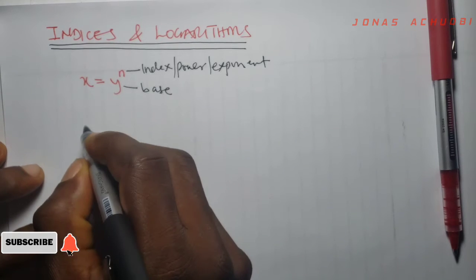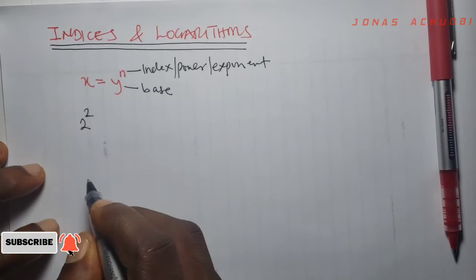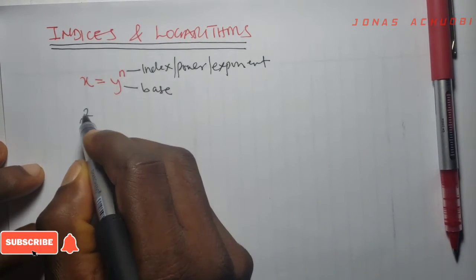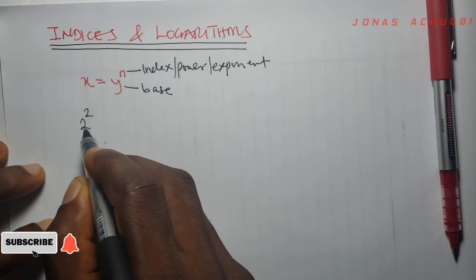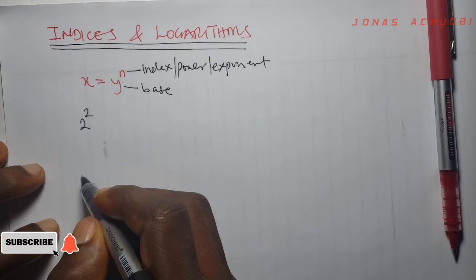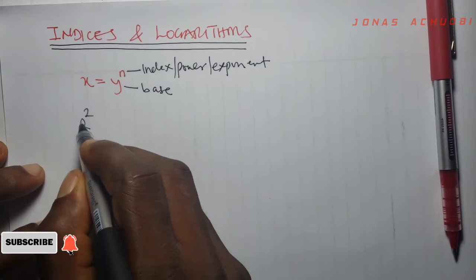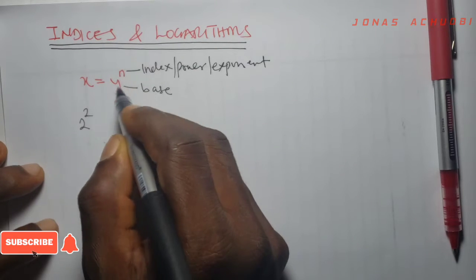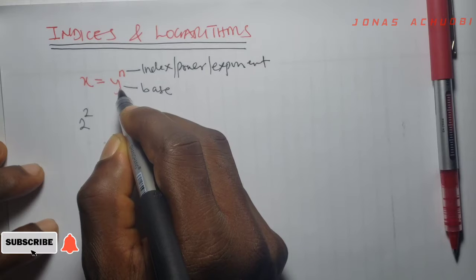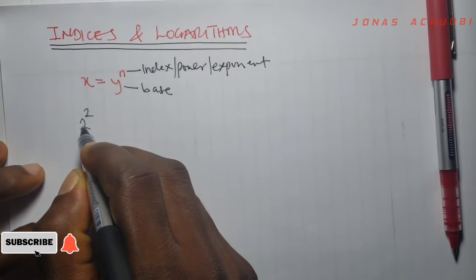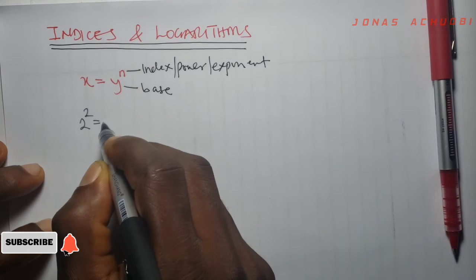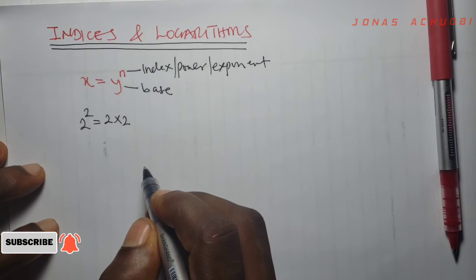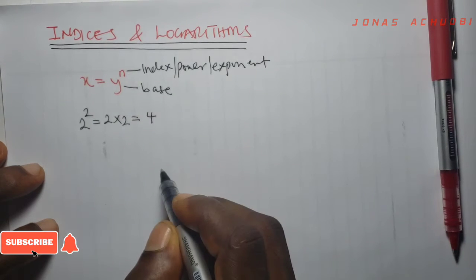For example, if I write 2 raised to the power 2, this number is in this form, y raised to the power n, where y is 2 and n is also 2. So the 2 down here is called the base, and the 2 up here is called the power, index, or exponent. Now, what this simply means is that the base should be multiplied 2 times. Just like in this case, this means that the base y should be multiplied n times. Now, the base is 2 and the power is 2. So this simply means 2 times 2. We should multiply the base the number of times of the power. Now, 2 times 2 is nothing but 4.